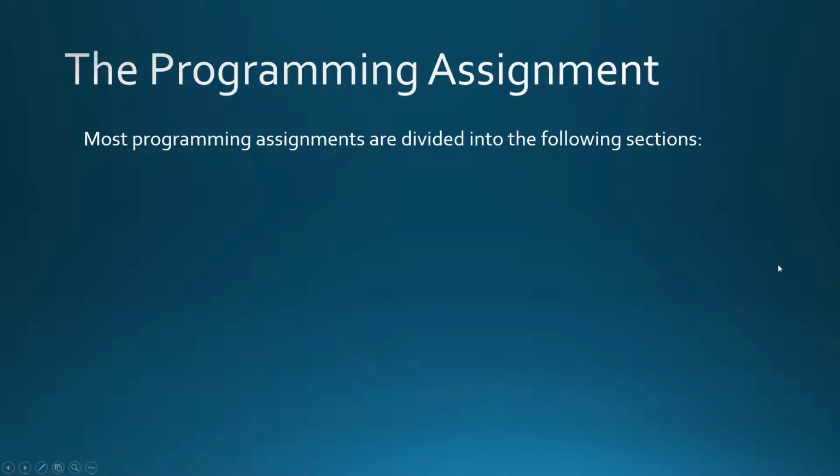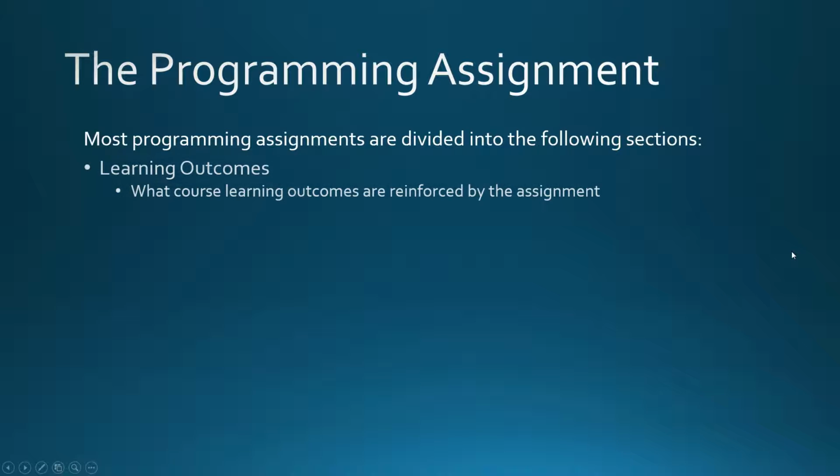Most programming assignments that you'll receive in CS160 are divided into the following sections. First, the learning outcomes. Your syllabus should contain all the learning outcomes for CS160, and each of your assignments, whether they're lab assignments or programming projects, should specify a list of the learning outcomes that are going to be reinforced by the assignment.